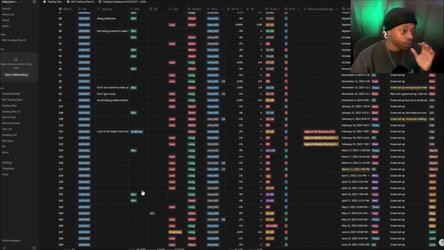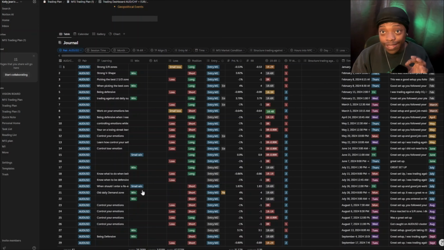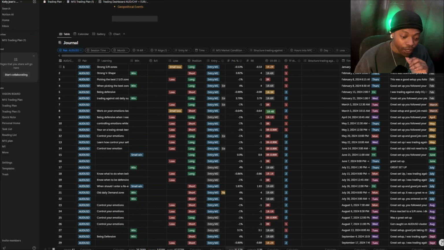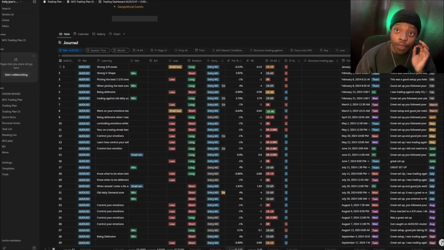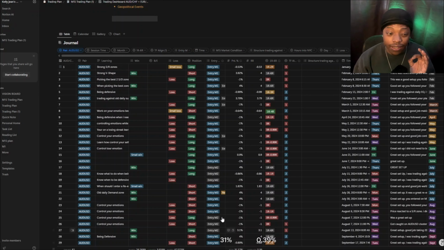So my win rate is 30%, 29%, however you say it. With a 1 to 4, that win rate is amazing. You will be profitable. One more thing I forgot to mention is the sum. The sum is the amount I made combined from all the trades that I took. So I made a total of 31% with 82 trades. This shows the number of trades that I took.